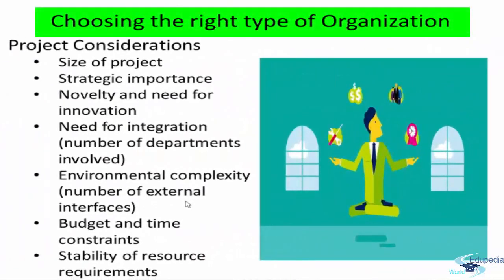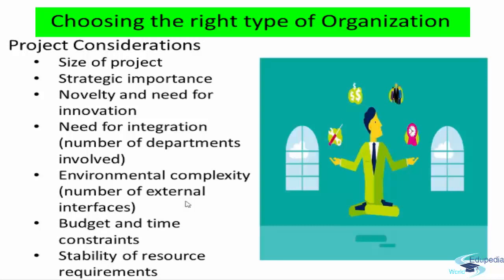In terms of project considerations, you need to look at the size of the project. What is the strategic importance? The bigger the size, the better it is to go for a matrix kind of organization. If it is strategically very, very important, then you can go for a projectized organization. Where novelty and innovation are required, you can go for a matrix kind of organization, where you can bring in functional people for some innovation, and also technology people.